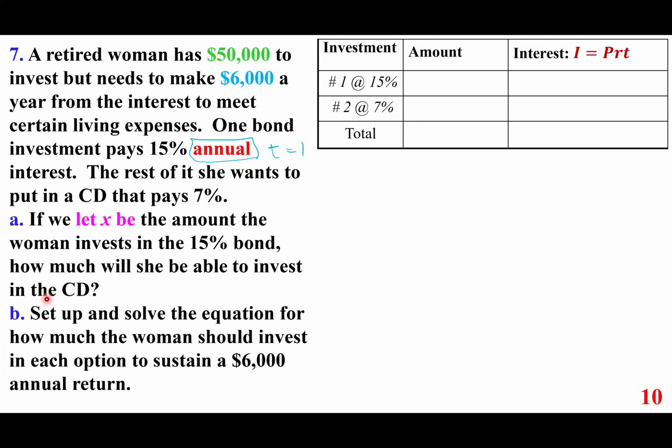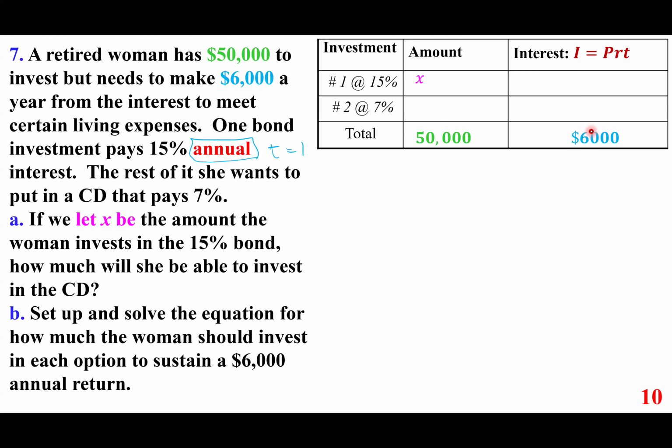So now, let's put in the given. X be the amount that we invest at 15%. So we're going to put the X here. 50,000 is the total amount that we have to invest. $6,000 is the total amount of interest we need. So let's put it in.